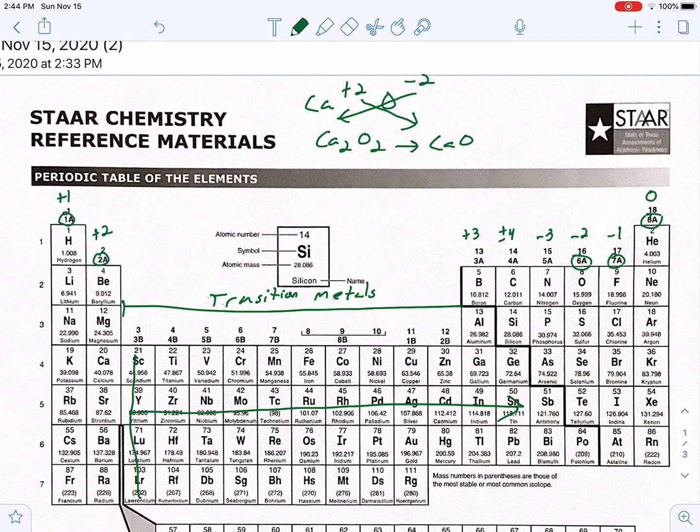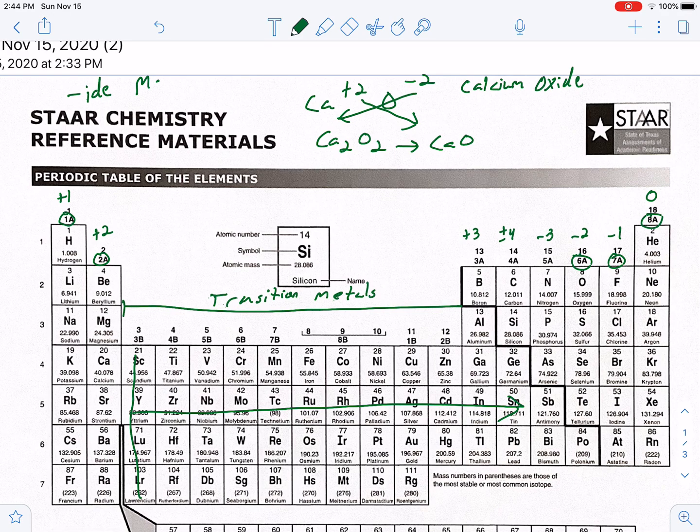So the name for this, remember we don't change the cation, so that's just calcium. Oxygen, now that's our anion, it's going to change its name, so we're going to put "ide" on the end of it. So now this becomes oxide. So calcium oxide. So when we do the IDE, this is for monatomic anions. Okay, so we use IDE for monatomic anions. Okay, so if it's just one anion, all you gotta do is put an IDE on the end of it.